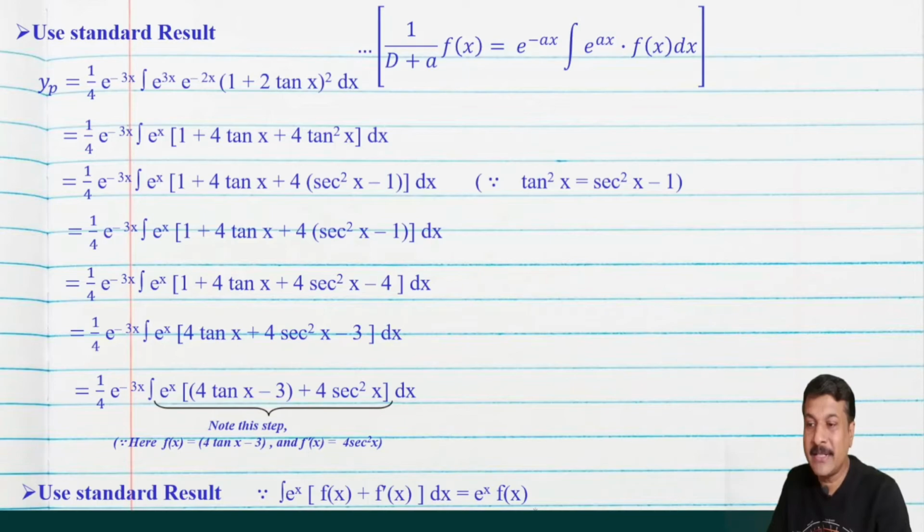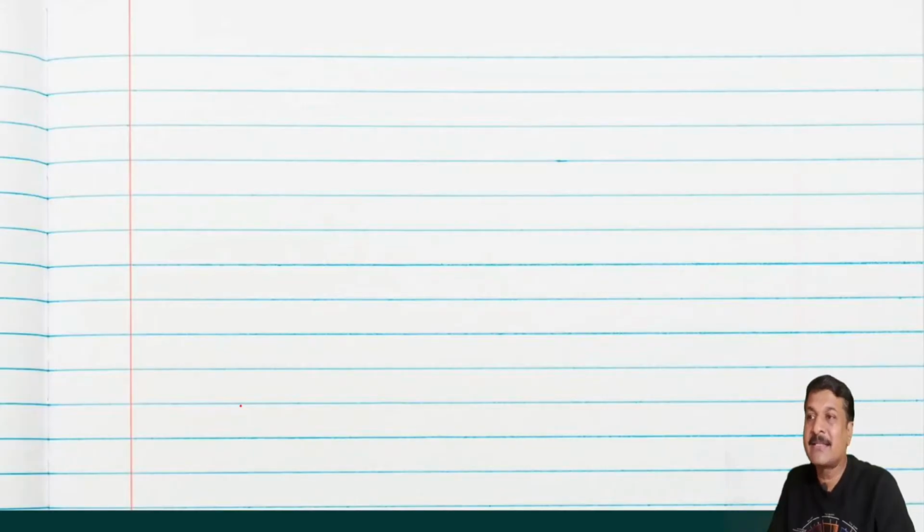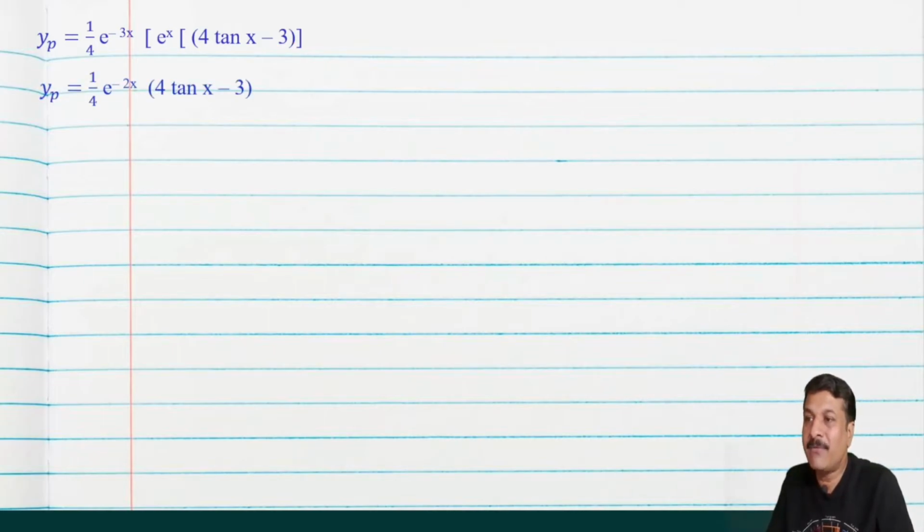So what is here e^x and what is f(x)? It is 4 tan x minus 3. So the answer is 1/4 e^(-3x), and the integration is e^x times f(x), which is 4 tan x minus 3. Simplify it and it is your yp. So 1/4 e^(-2x) (4 tan x minus 3), because of this minus 3x and this x, I am getting e^(-2x).